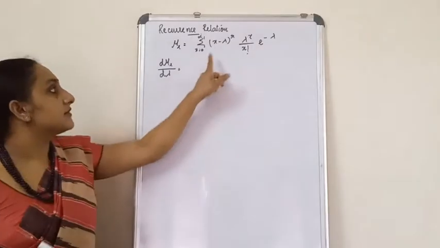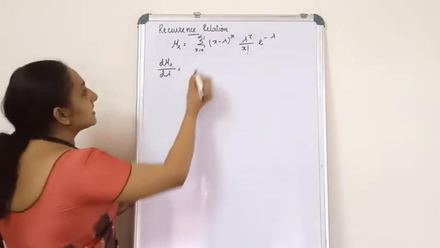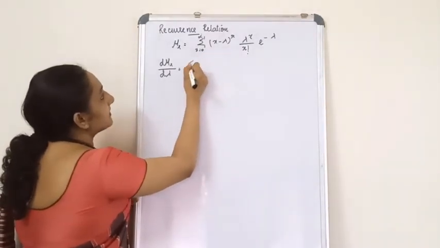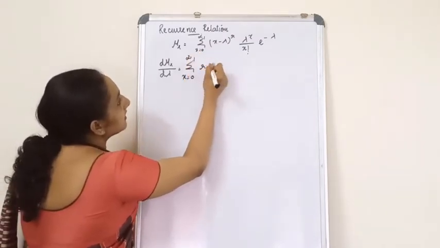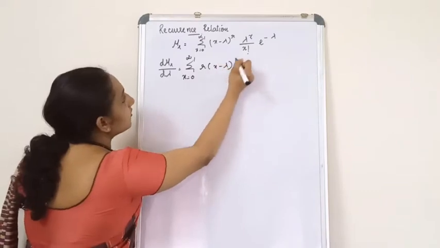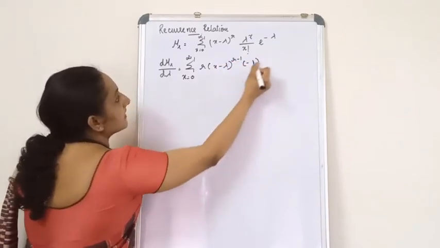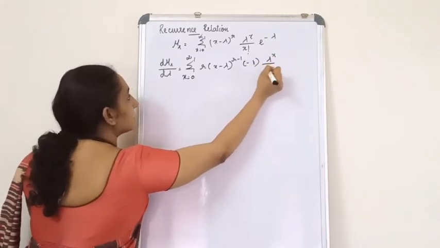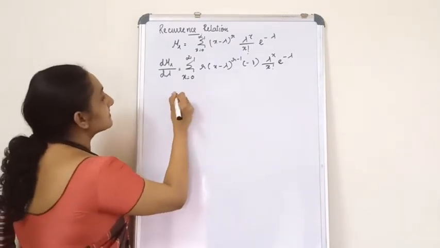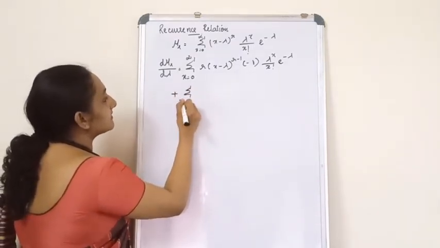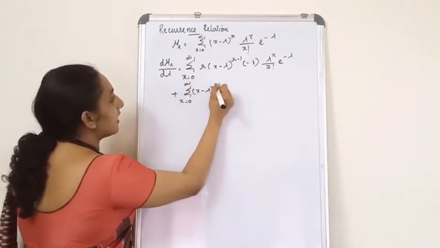So now here we can see that there are three terms. Now, when we differentiate the first term, what will we get? r into (x minus lambda) the whole raised to r minus 1 into minus 1, lambda raised to x by x factorial e raised to minus lambda, plus summation x equal to 0 to infinity (x minus lambda) the whole raised to r.